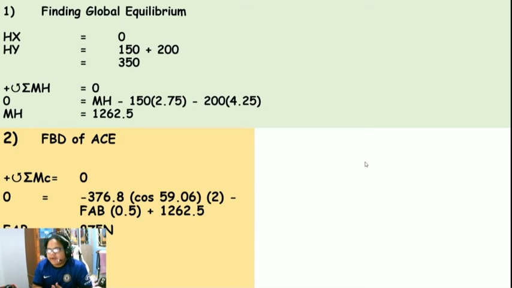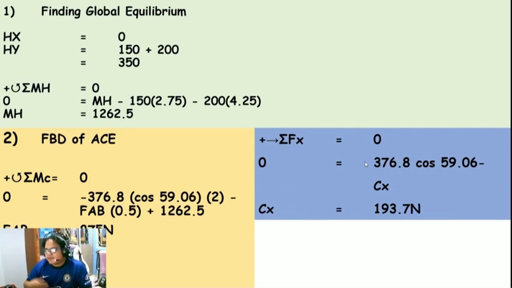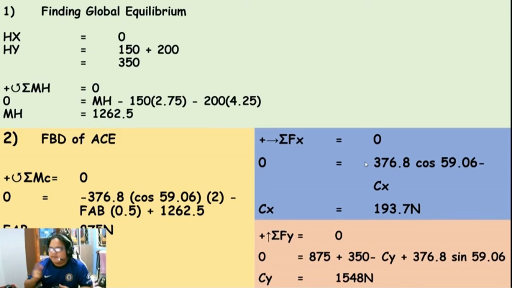We're using the sum of moments at C, so we get the force of AB. The force of AB is equal to 875 Newton. Next, we use the sum of Fx and also Fy, as you can see, like this. So we got Cx and also Cy. This is the thing that we want to search for, which is the force at C.